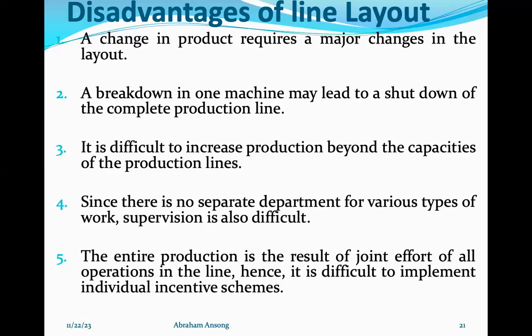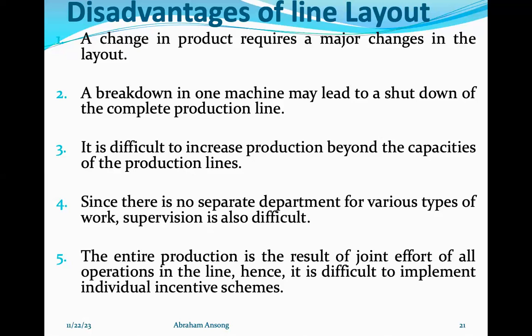Finally, the entire production is the result of the joint effort of all operations in the line. Hence, it is difficult to implement individual incentive schemes. That's the other disadvantage. At the end of the day, when there's the finished product, it's difficult to attribute the success or failure to any particular individual, because it moved from stage 1 to stage 2, stage 3 without any break at all. So it's difficult to say this particular person really worked hard for us to get this type of output. And if that is the case, then it becomes difficult to implement individual incentive schemes.